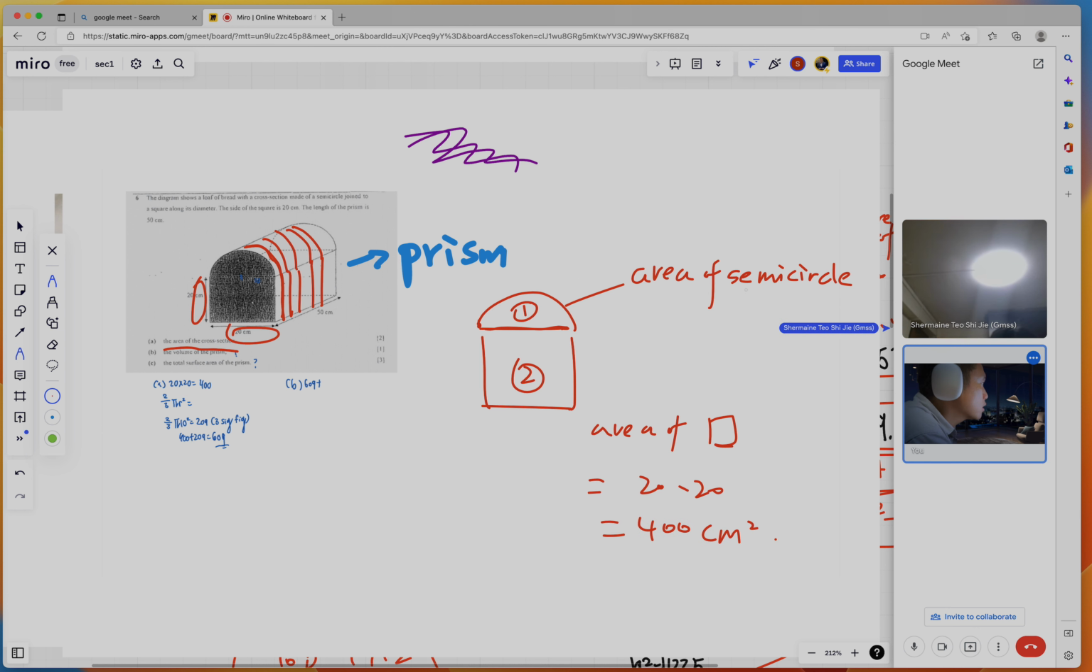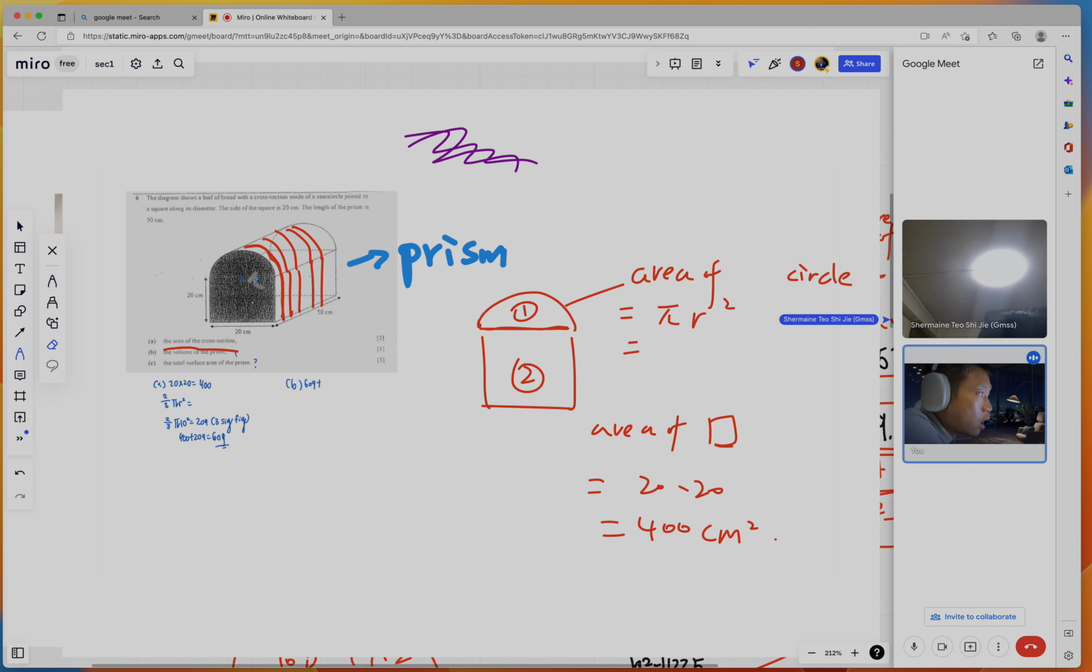Clear? So area of semicircle, how? What's the formula? Do you know that area of semicircle is area of circle divided by 2? Okay, so you find the area of circle first. So I don't want to find the semicircle, I want to find the circle first. Area of circle, formula? Pi R square. Okay, what's the R in this case?